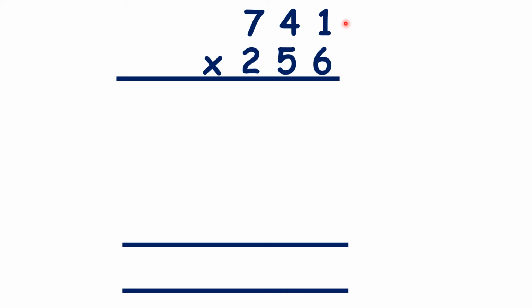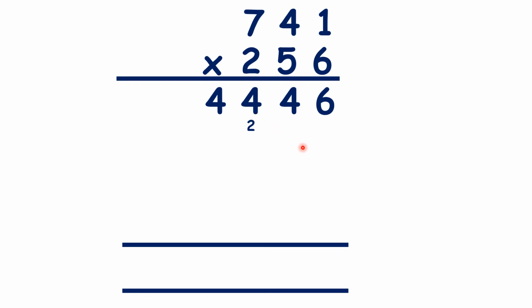So now pause the video and try 741 times 256 using column multiplication. So in this first line we're multiplying by 6. 1 times 6 is 6. 4 times 6 is 24. 7 times 6 is 42, plus 2 is 44.